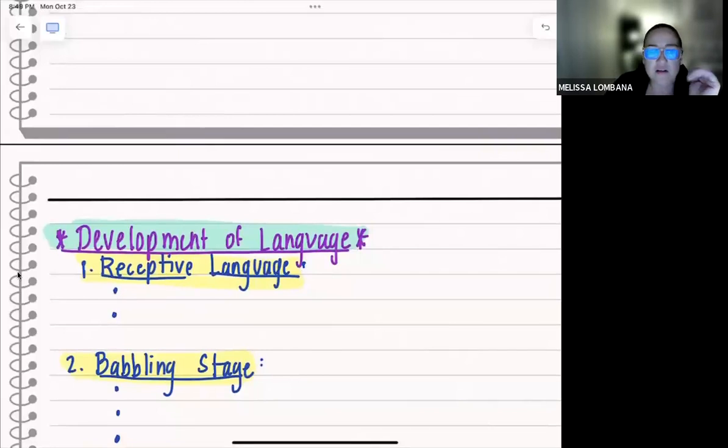Okay, and receptive language starts at about 4 months, in which the baby, this is for babies, at 4 months, they can already recognize the difference in speech sounds, as well as they can match the sounds, like who's speaking, with the face by 4 months.